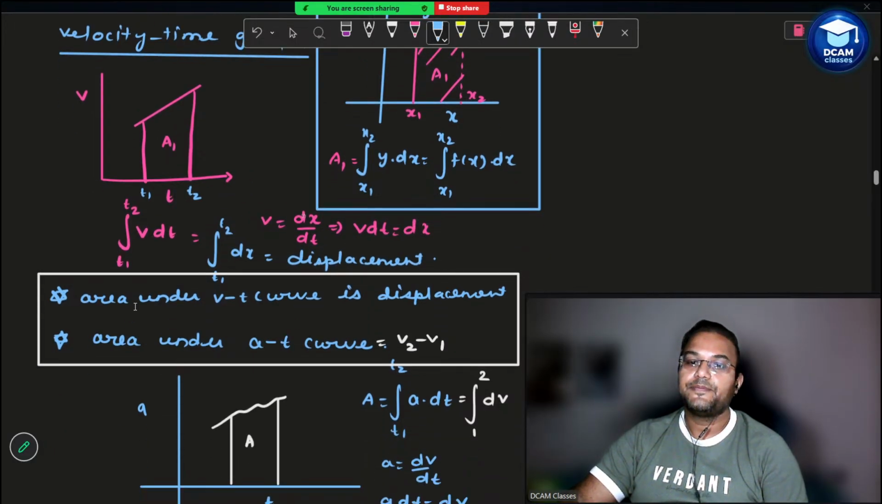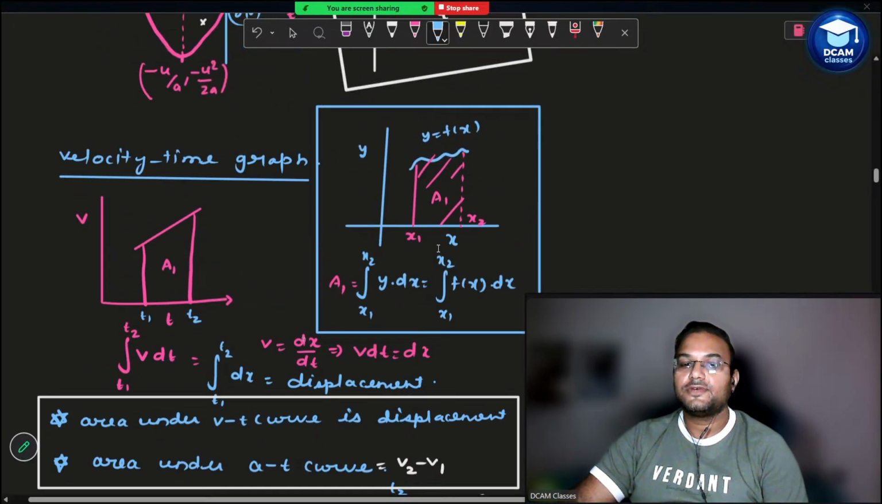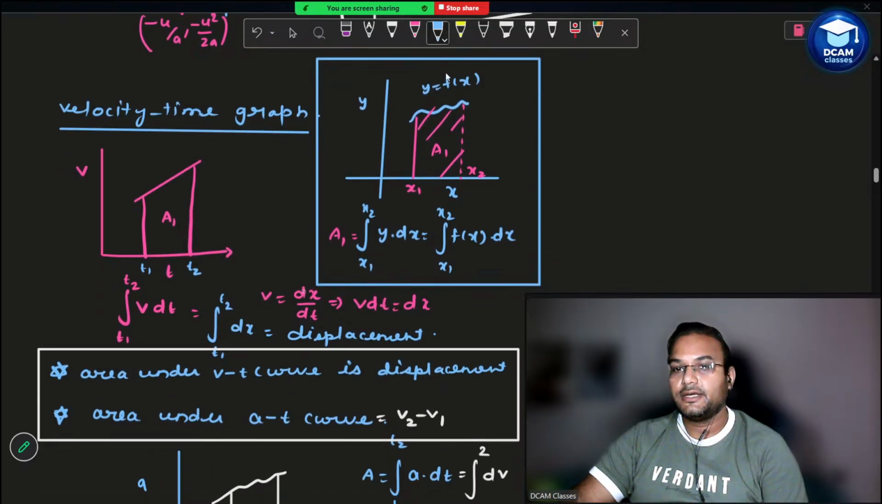See, what's the logic? They say the area under the v-t curve is displacement. Area under the acceleration-time curve is the change in velocity. But why do we get this? Because when you have a y versus x graph and the curve y is equal to f of x, then the area under that particular curve from x1 to x2 is given by the integral from x1 to x2 of y dx, that means the integral from x1 to x2 of f of x dx, the equation of the curve times dx.